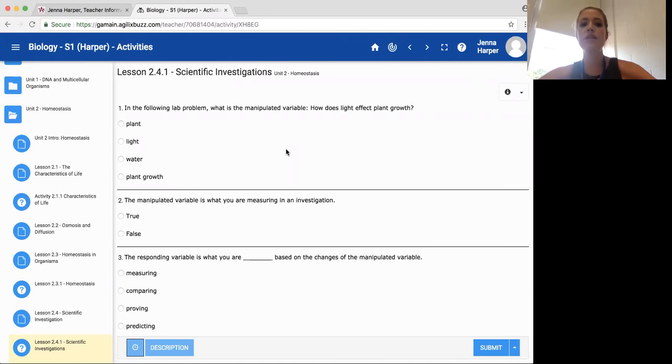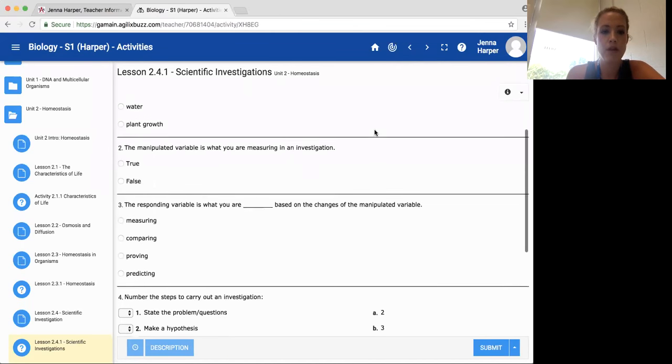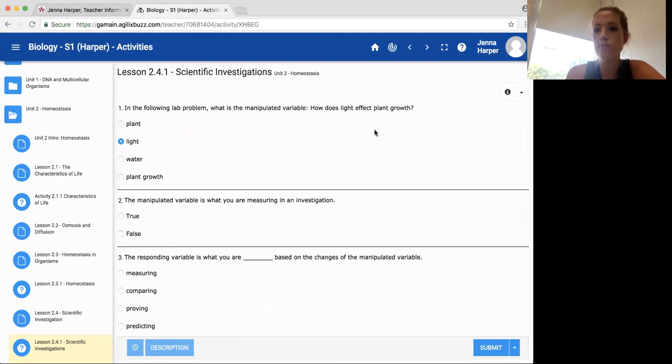Okay, anyway, so the manipulated variable, also known as the independent variable, is the one that is going to be changing or being changed by the experimenter. And so in this example, how does light affect plant growth? The manipulated variable is the light. So that is what we would mark because it is going to affect the plant growth. If it was asking for the responding variable or the dependent variable, we would say it was the plant growth because that is what we were actually measuring. Any questions on number 1?